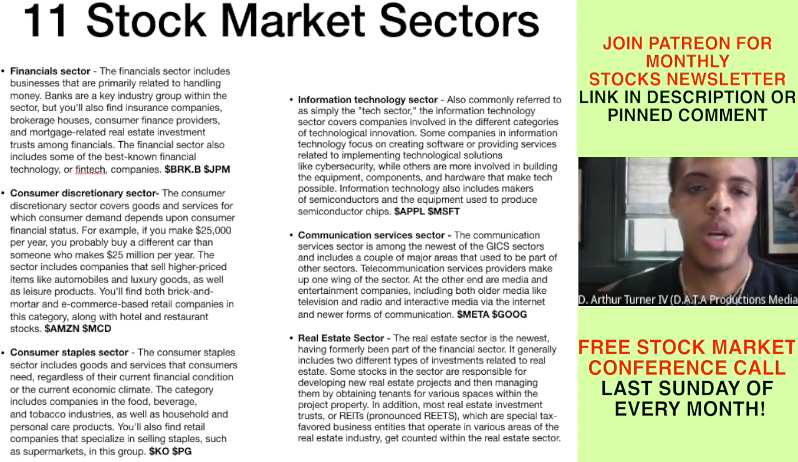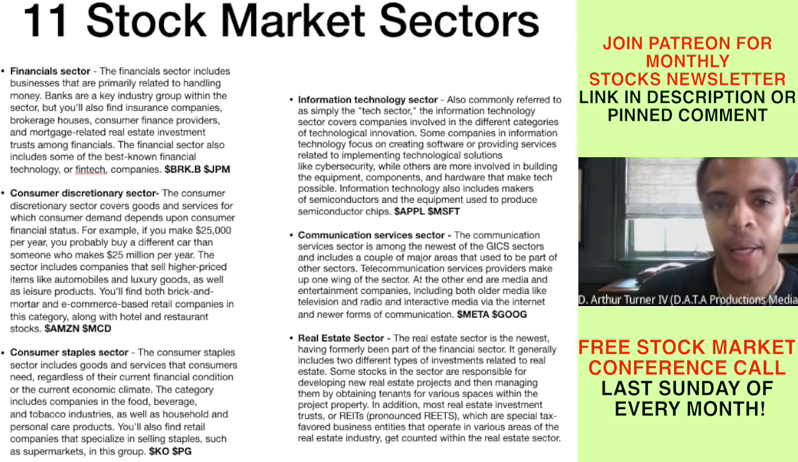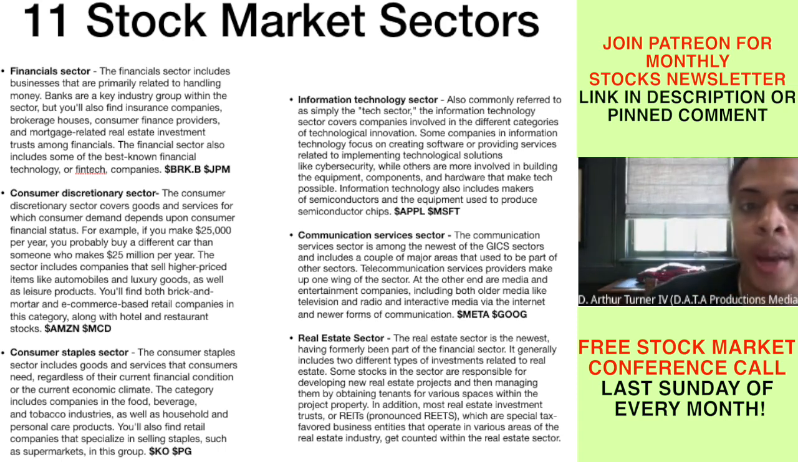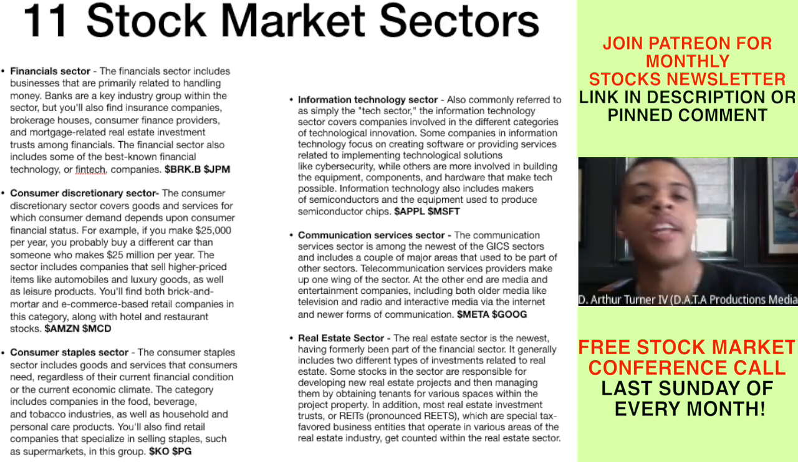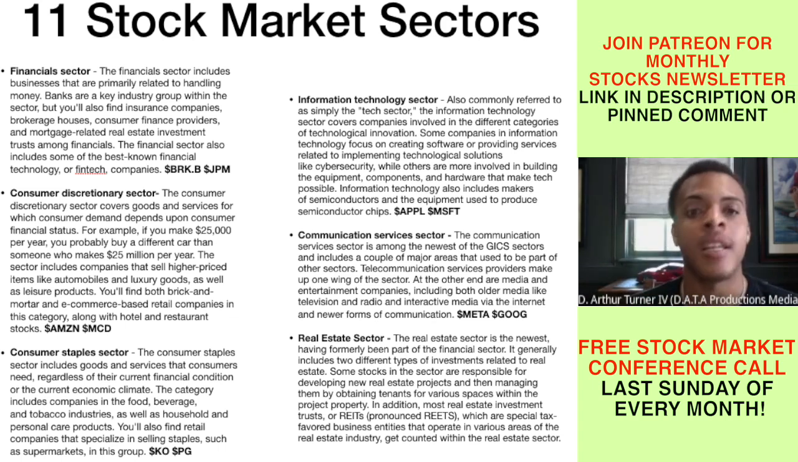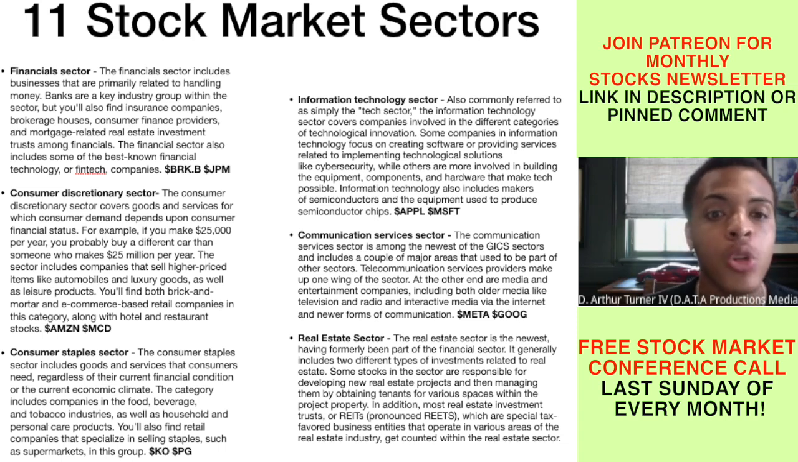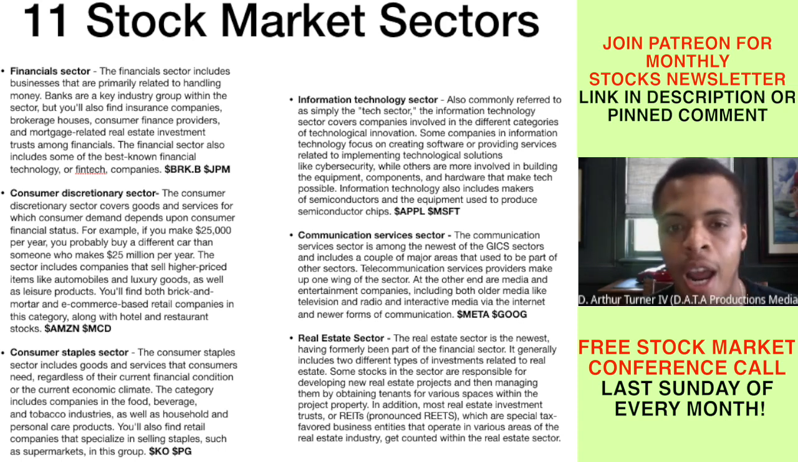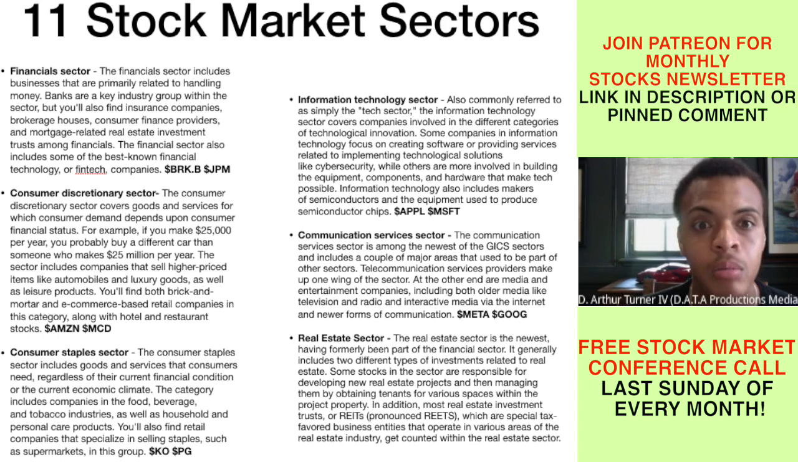the financial sector. The financial sector includes businesses that are primarily related to handling money. Banks are a key industry group within the sector. But you'll also find insurance companies, brokerage houses, consumer finance providers, and mortgage-related real estate investment trusts among the financial sector. The financial sector also includes some of the best known financial technology or fintech companies. You have Berkshire Hathaway, JP Morgan. We're invested in SoFi as well. So that's a fintech company in the financials sector.